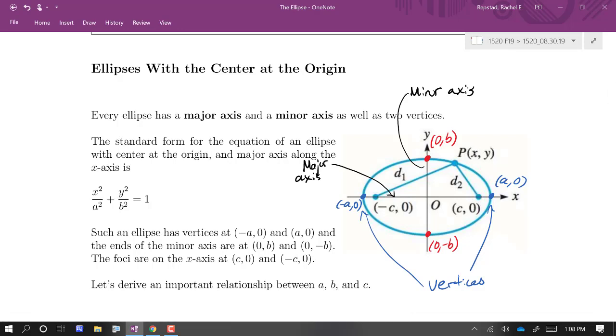Now we're not going to derive the standard form of this equation like we did with the parabola, but you certainly could. It's not in our Larson text, so I could post something that shows that derivation. What we are going to derive is a really important relationship between the values of a, b, and c.